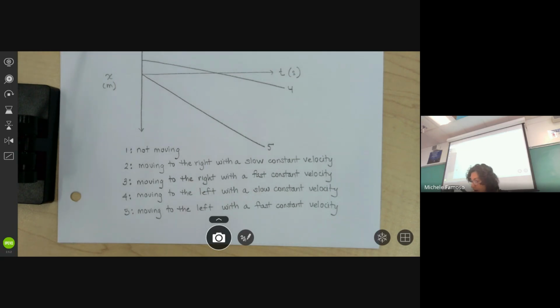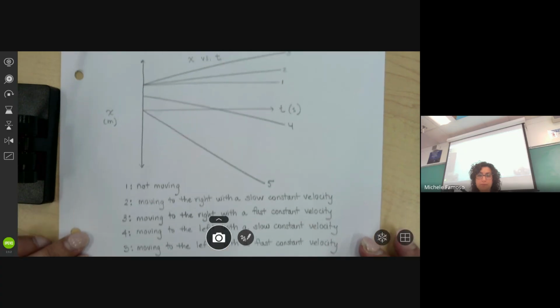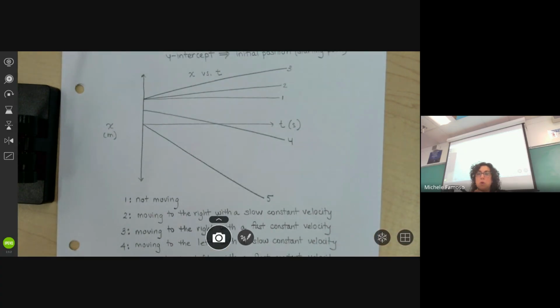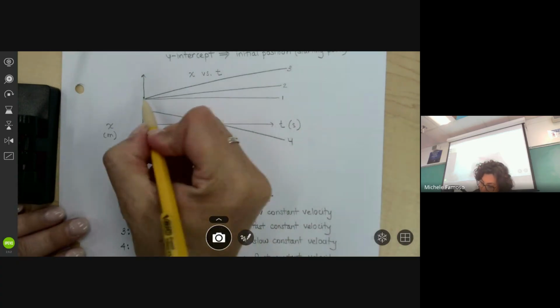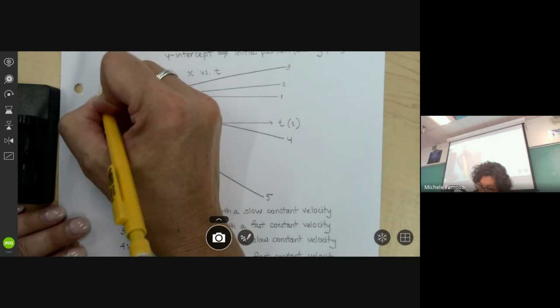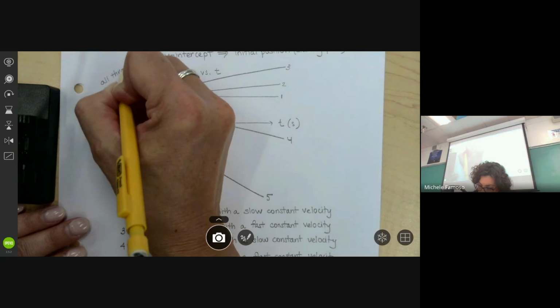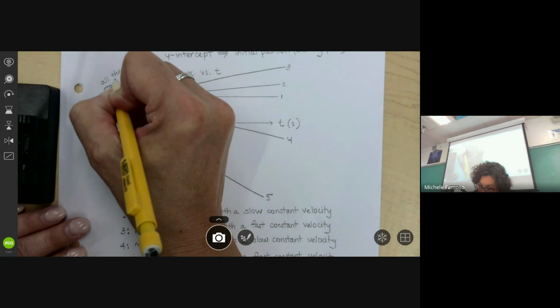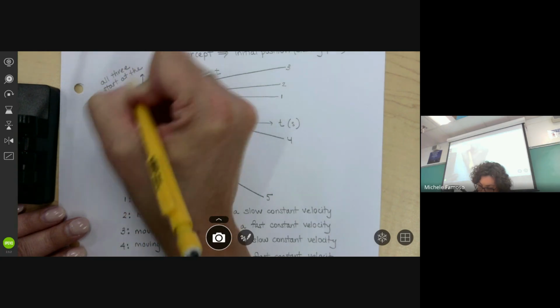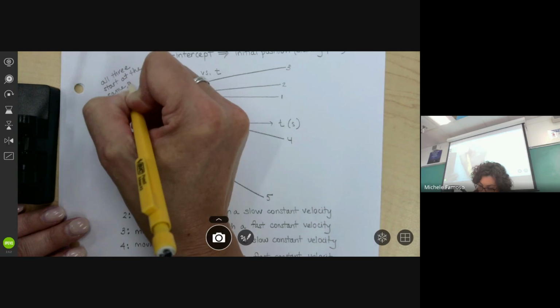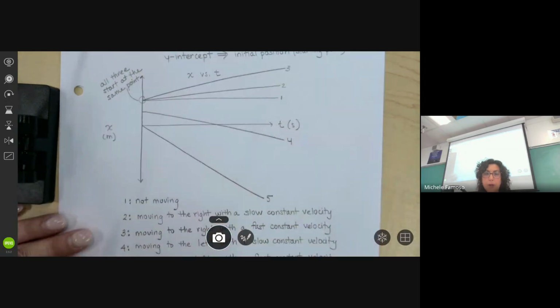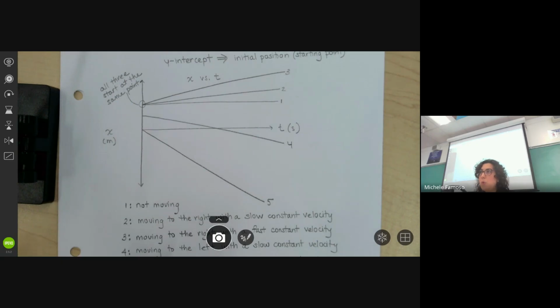All right, I've got another question for you. What can you tell me about the initial positions for objects 1, 2, and 3? Yep. So this tells me that all 3 start at the same point. All 3 of those were located at the same point when we started timing motion.